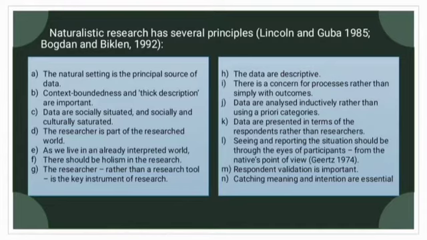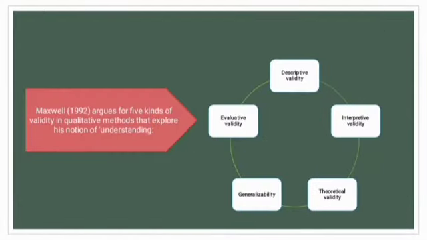Next, seeing and reporting the situation should be through the eyes of participants from the native point of view, according to Geertz, 1974. Next, respondent validation is important. And the last, catching meaning and intention are essential. Next, Maxwell, 1992, argues for five kinds of validity in qualitative methods that explore his notion of understanding.